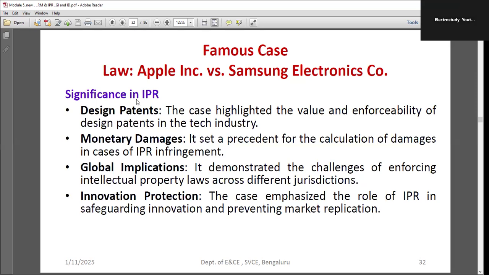Okay, so the significance I have also mentioned: design patent, monetary damages. Yes, $539 Samsung has paid back to the Apple company, right? Global implications also. Overall, the world should be aware about this kind of IPR. Okay, the impact of IPR, how powerful it is, how powerful the law is. Innovation and protection, that's also one of the important things related to IPR.